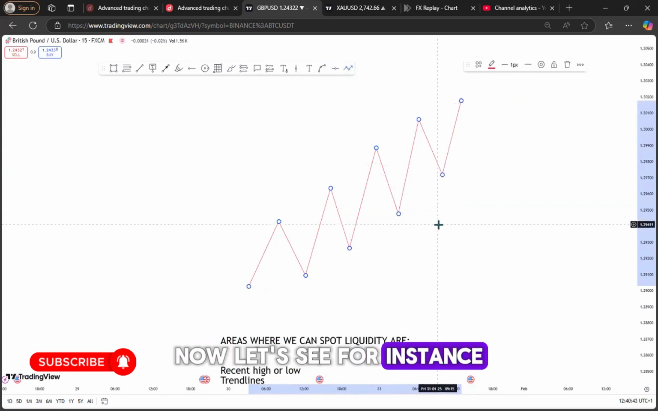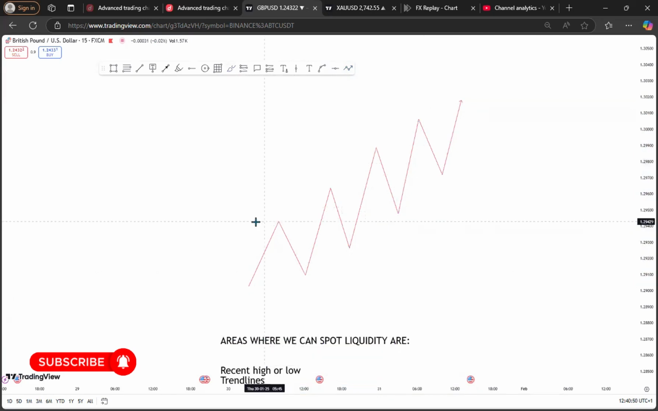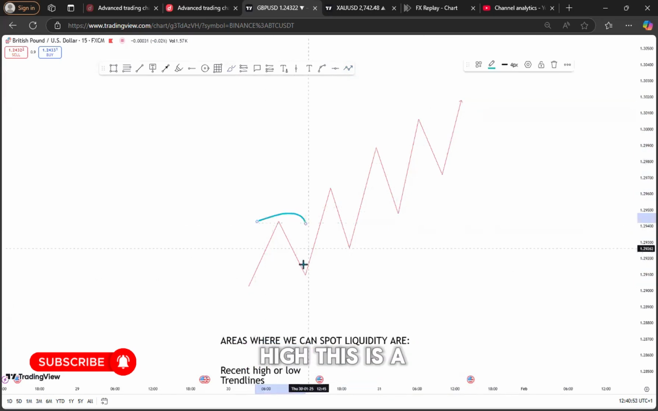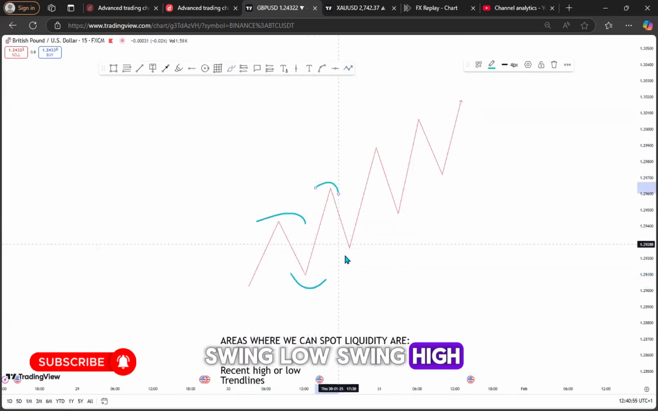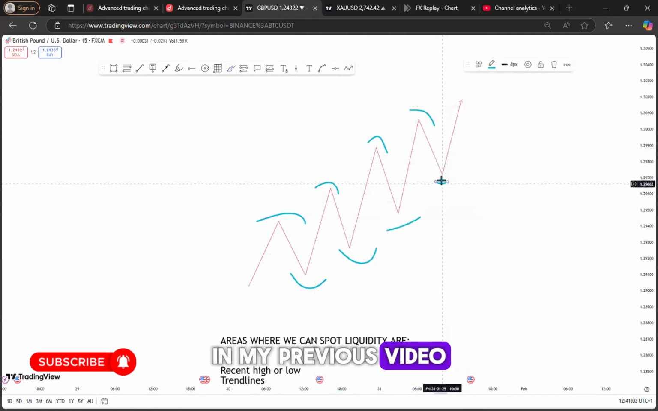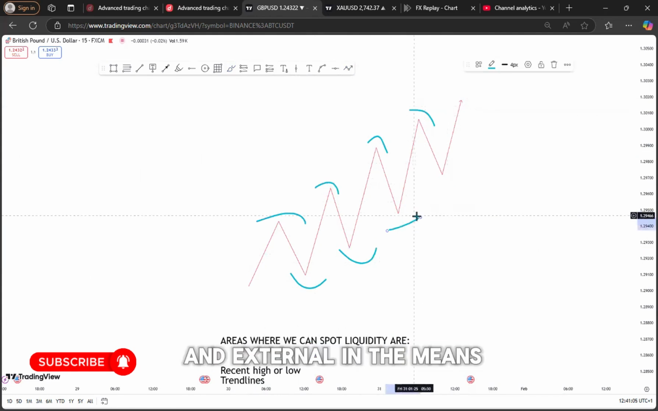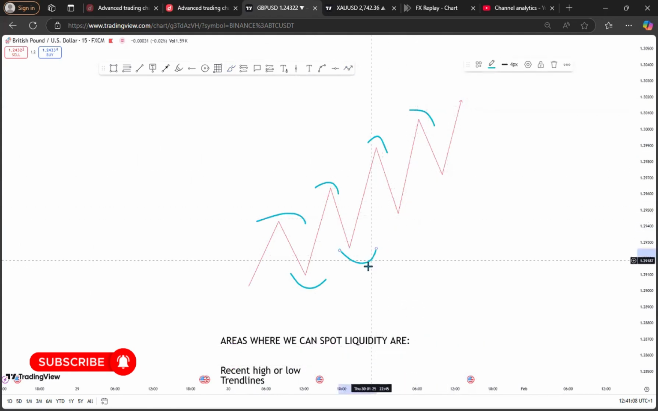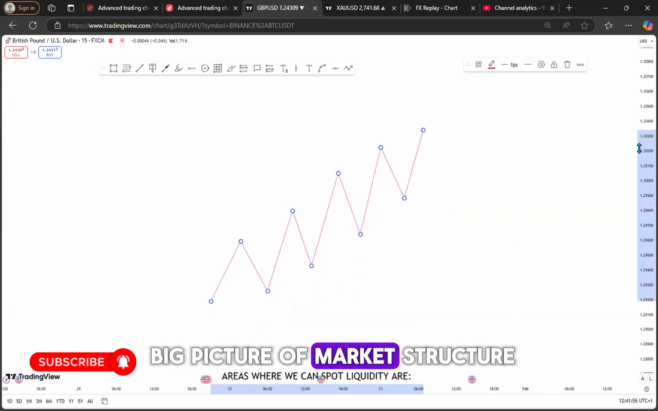Now let's say, for instance, this is the 4-hour time frame. This is a swing high, this is a swing low, swing high, swing low, swing high, swing low, swing high. In my previous video, I explained what internal and external range means. External range is the big picture of market structure.